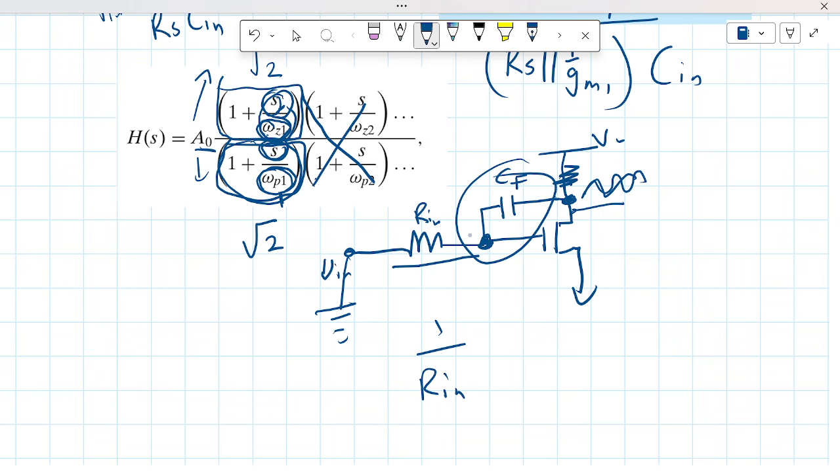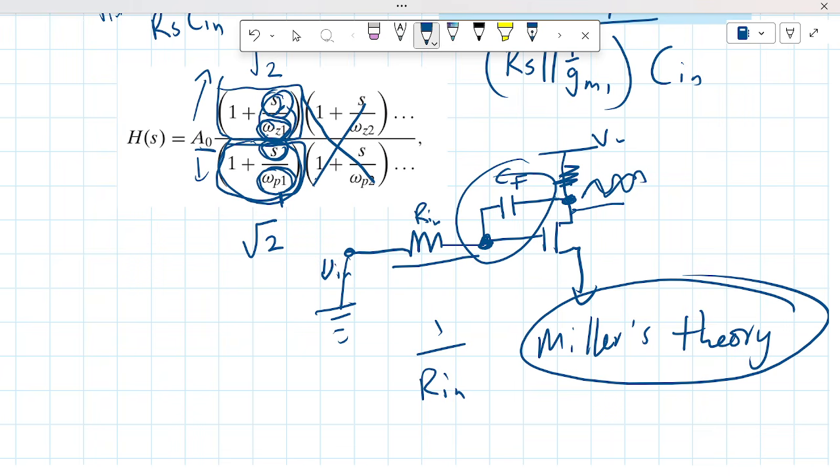So in the next video, we'll look at Miller's theorem and how that would help us to overcome such challenges in identifying the poles.